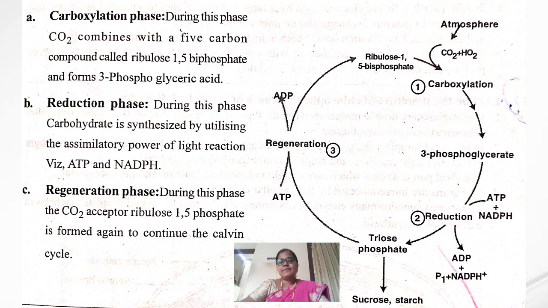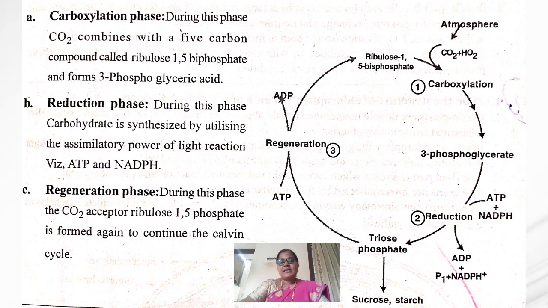And next one is the reduction phase. During this phase, the carbohydrate is synthesized by utilizing the assimilatory power of the light reactions, that is ATP and NADPH.